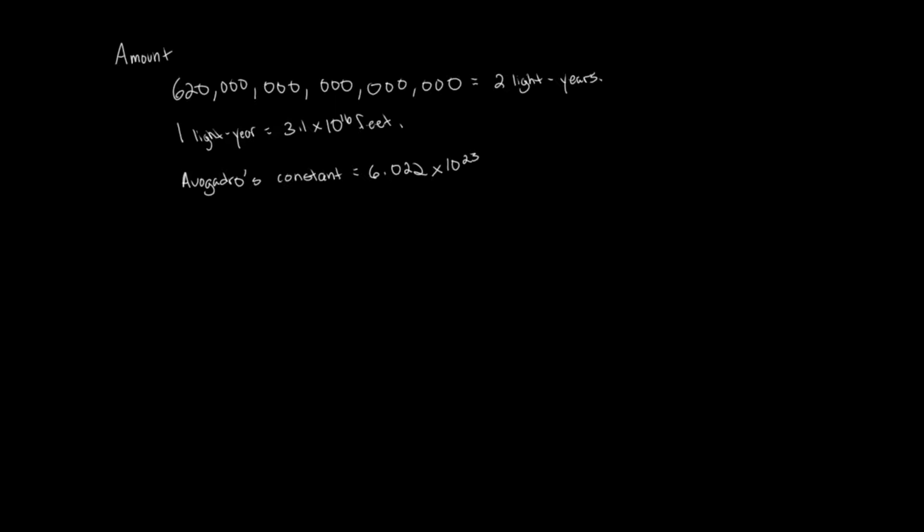Basically what it's saying is that there are this many, 6.022 times 10 to the 23 particles of something per mole. So if we have 12 of something, we have a dozen, right? If we have 20 of something, we call that a score. If we have 6.022 times 10 to the 23 of anything, we can call it a mole.